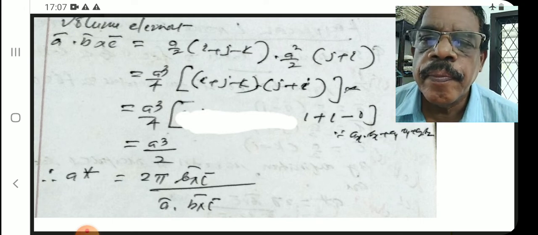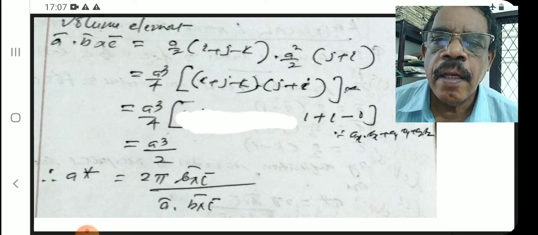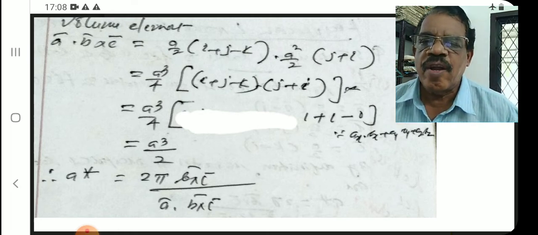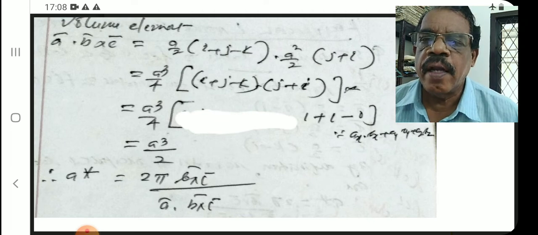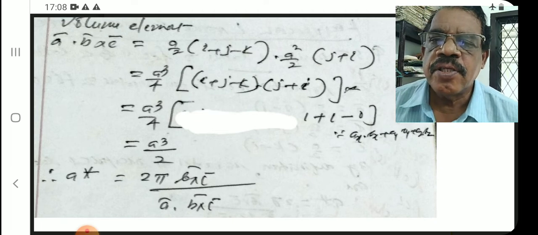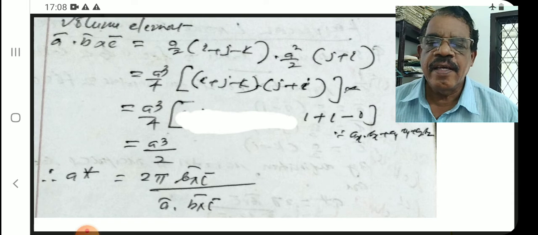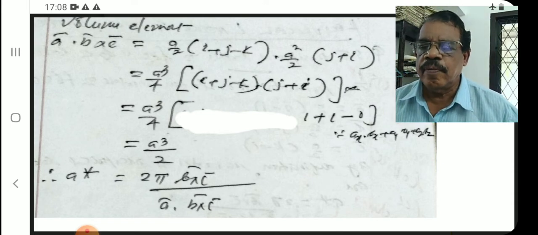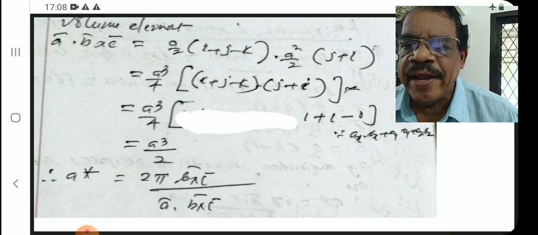If we apply it, inside the bracket we get 1 plus 1 minus 0, because j dot j is 1, i dot i is 1, and when the terms change, the letters change, we get 0. So in the bracket we get 2. 2 and 2 cancel, and we get a cubed by 2. That is a dot b cross c. Therefore, a star is 2 pi into b cross c by a dot b cross c.